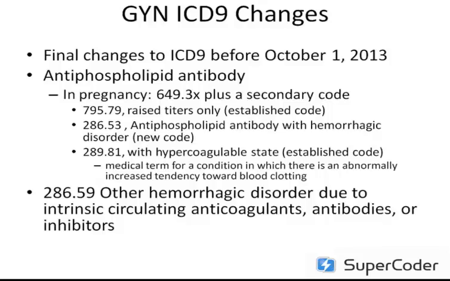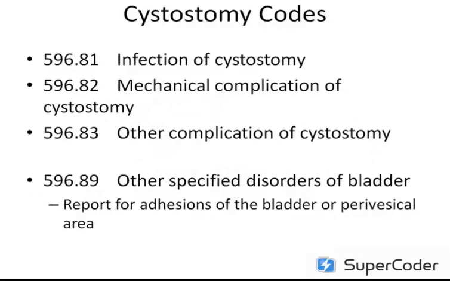The ICD-9 folks thought it would be a good idea also to add some codes for cystostomy. A cystostomy is basically a hole in the bladder, and we have several codes that can be used for this type of complication. Infection of the hole in the bladder, we have mechanical complication of a cystostomy. In other words, a stent was placed and it created a particular problem. And then there's, of course, the other code and then the other specified disorders of the bladder.